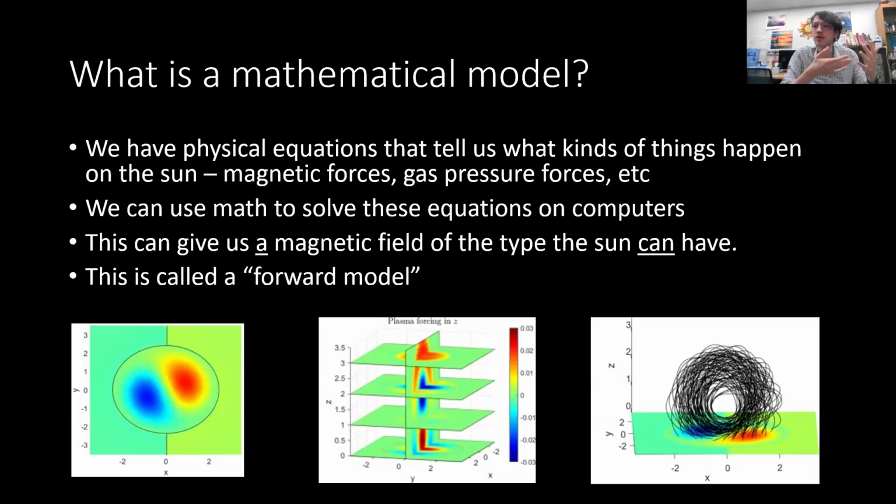And we can use computers to solve these equations. They're huge and complicated, and they're hard to solve with a pen and paper, but you can solve them on computers. And when we do those solutions, that gives us a model of the magnetic field that the sun could have. It's self-consistent. It's a kind of field that could exist on the sun. This is what's called a forward model, where you say, well, I know what the equations are, and I can build the kind of thing that can happen on the sun.